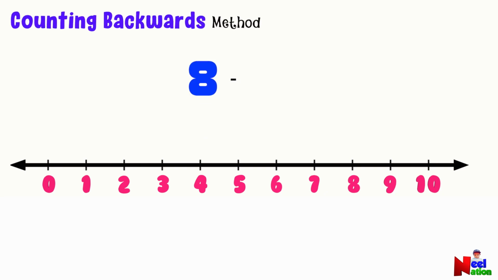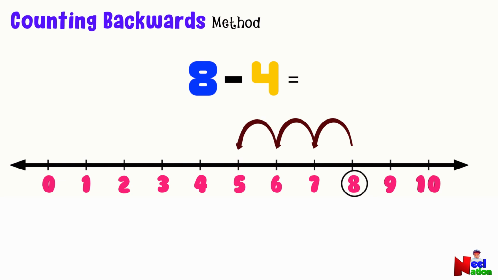Okay, now let's find out what 8 minus 4 is using the counting backwards method in a number line. Which is the bigger number, 8 or 4? 8. Yes, 8. So keeping 8 in mind, you make 4 jumps backwards to the left. So starting before 8, we jump to 7, 6, 5 and 4. We have landed on 4. So the answer is 4. 8 minus 4 equals 4.